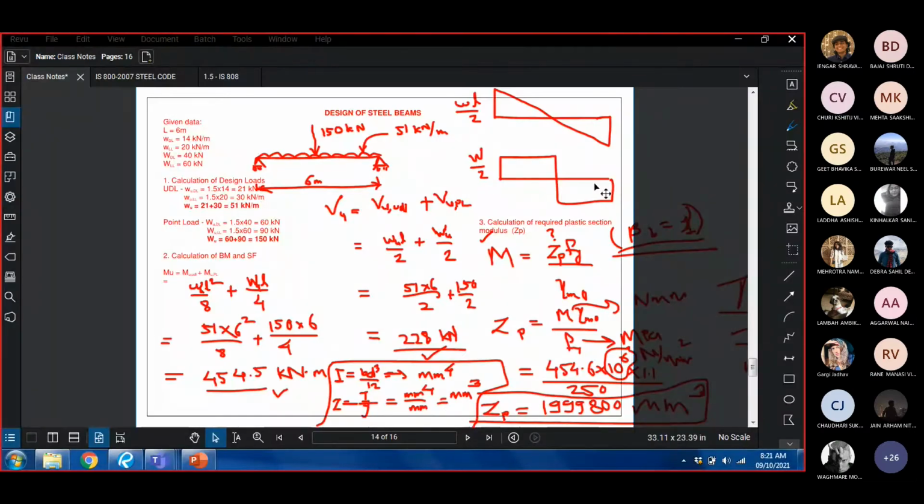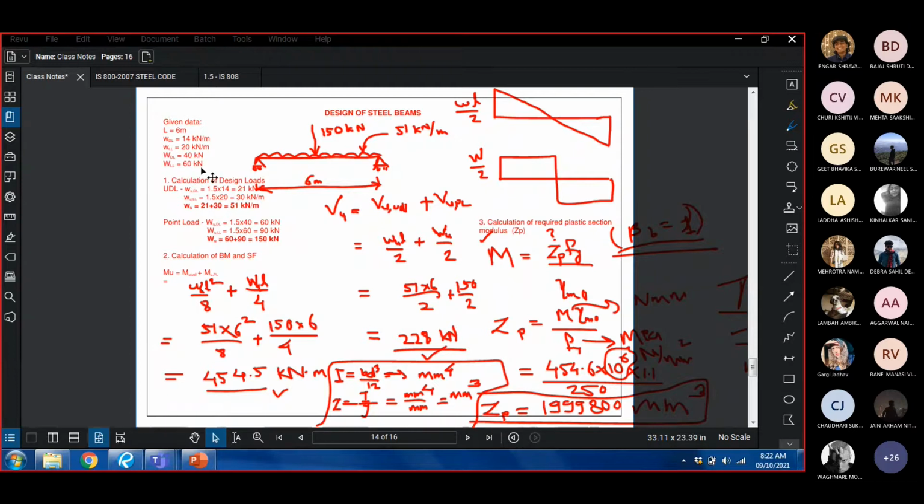So we started with the design of steel beams, wherein we were given the span, which is 6 meters. We were given the service dead load, which is a uniformly distributed dead load of 14 kilonewton per meter. Then we have a uniformly distributed live load of 20 kilonewton per meter. In addition to this, we also had point loads. So we had a point dead load of 40 kilonewton and a point live load of 60 kilonewton.